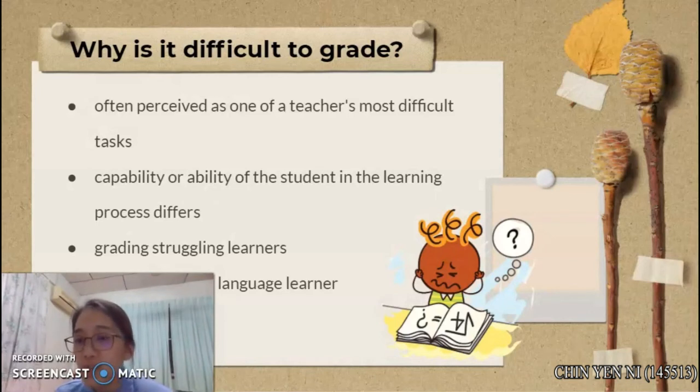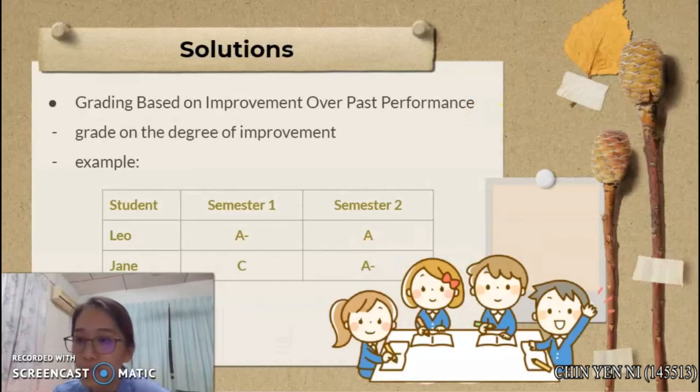So it is hard to grade students, especially struggling learners. So if you are an inexperienced teacher, you will find it very difficult. Now, let us move to the solution. The first solution is grading based on improvement over past performance.